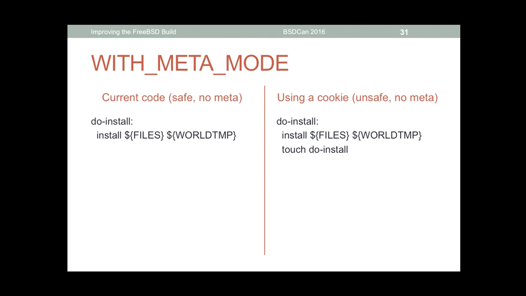And I just have some examples here of using a cookie. On the left is, without MetaMode, how we do things now. We always want to run the install target. On the right is an unsafe way to do an install. If you touch do install, now that target will never run again, and you won't install these files. You don't want to do that.